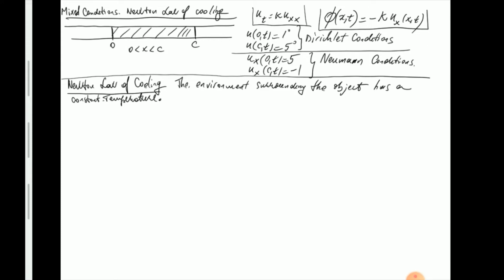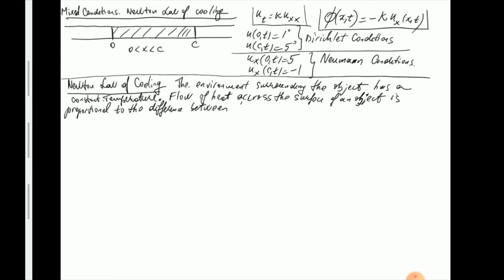So in a more formal way, the Newton law of cooling states that the flow, so let's pay attention actually to the terminology here, because we're going to have to put this into math. So the flow of heat, the flow of heat energy across the surface of an object is proportional to the difference between the surface temperature and the environment temperature.